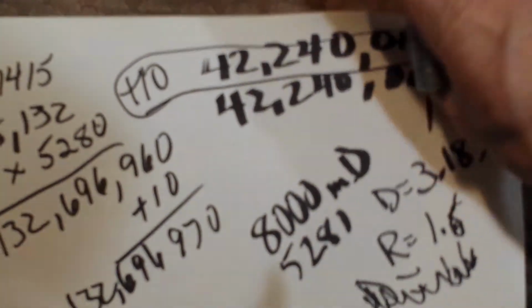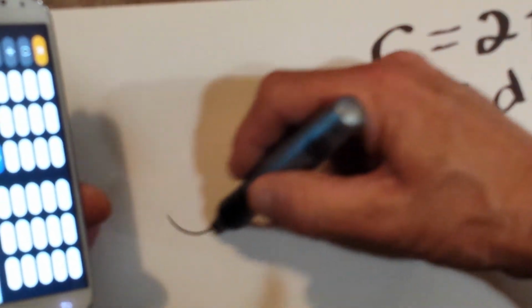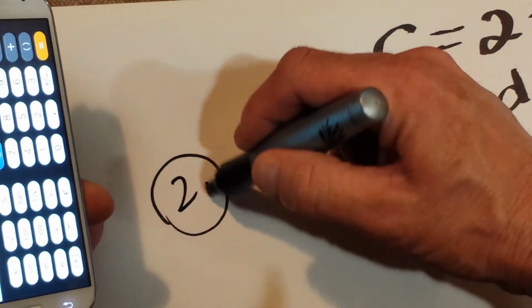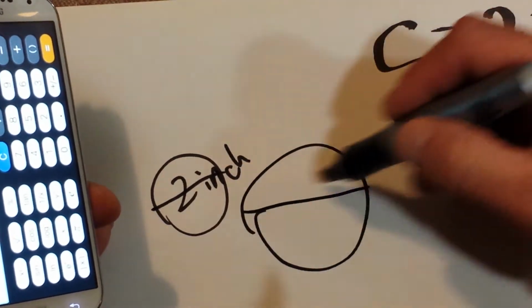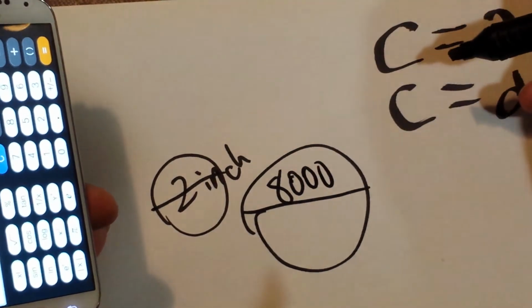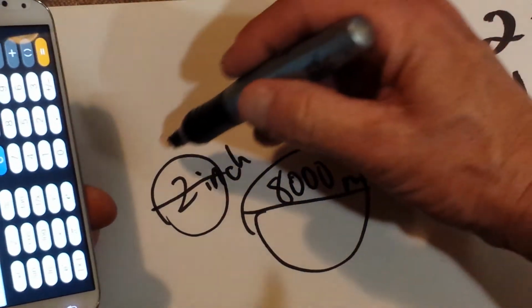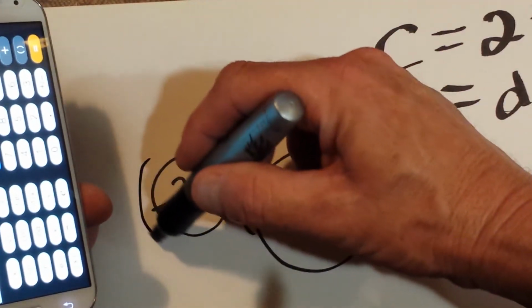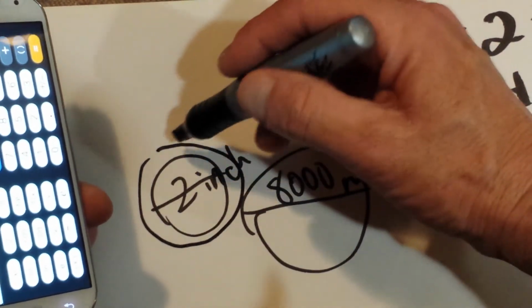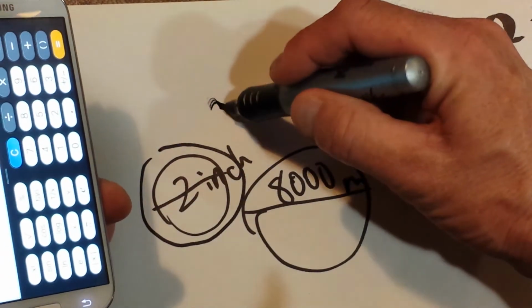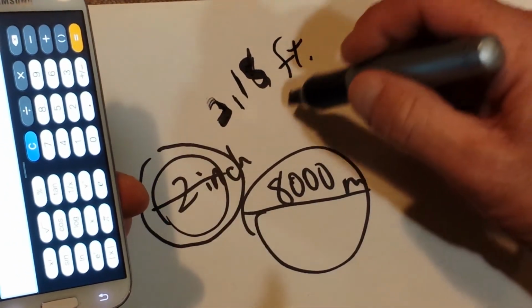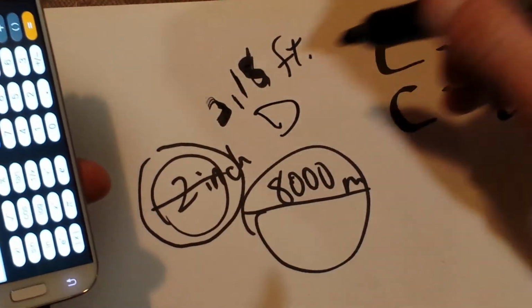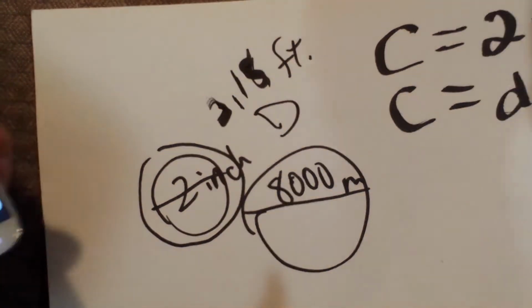If you add 10 feet to any circle of any diameter, 2-inch, 8,000 miles, if you add 10 feet to their circumference, you are always going to add 3.18 feet to the diameter. Always. It's just the way it works.